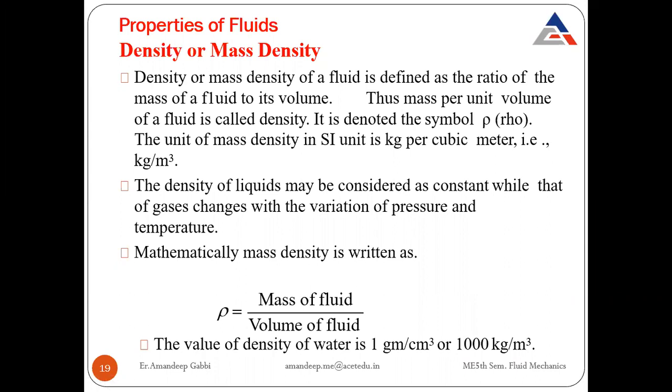Mathematically, rho is equal to mass per volume. The value of the density of water is 1 g per cubic centimeter, or 1000 kg per cubic meter. You have to remember this 1000 kg per cubic meter. It is going to be used in numericals again and again. Later I will put 1000 and you will ask me where I have taken this 1000 from. So you must remember that the density of water is 1000 kg per cubic meter.